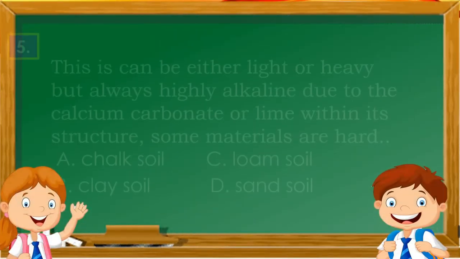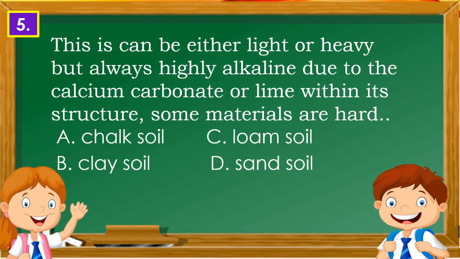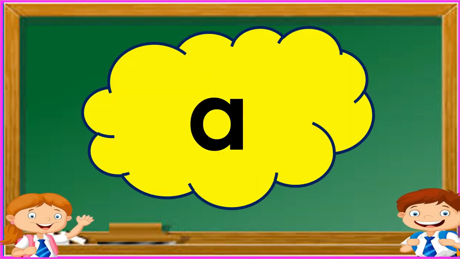Number 5. This can be either light or heavy, but always highly alkaline due to the calcium carbonate or lime within its structure. Some materials are hard. Letter A, chalk soil. Letter B, clay soil. Letter C, loam soil. Letter D, sand soil. The correct answer is letter A, chalk soil.